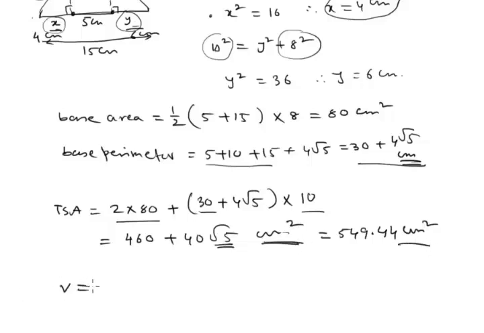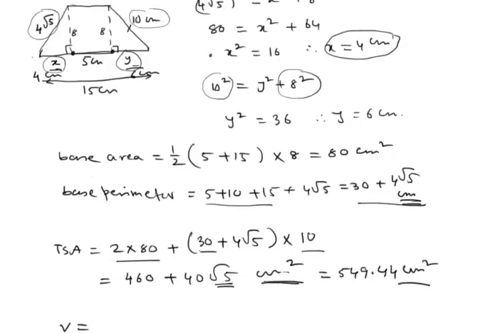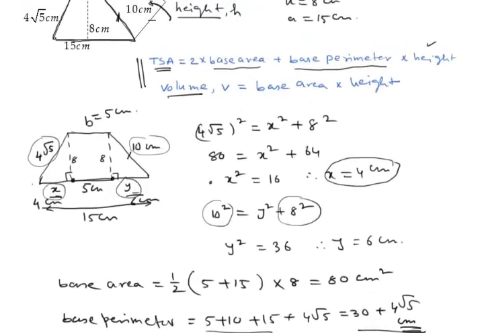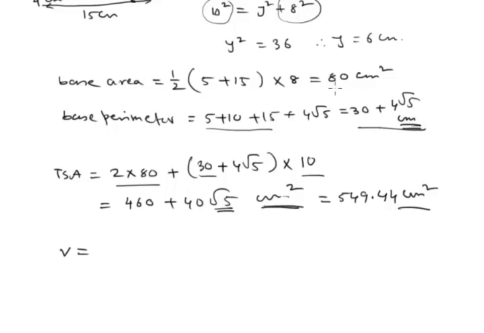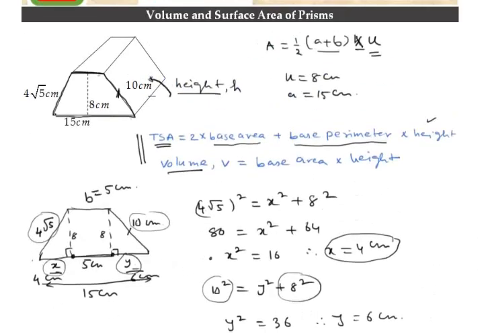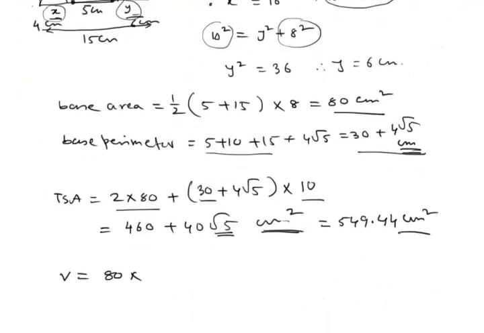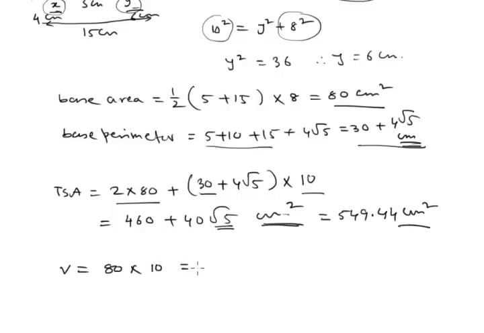The volume formula is base area times height. So here the base area is 80, and the height of this prism we found is 10 centimeter. So it will be 800 centimeter cube.